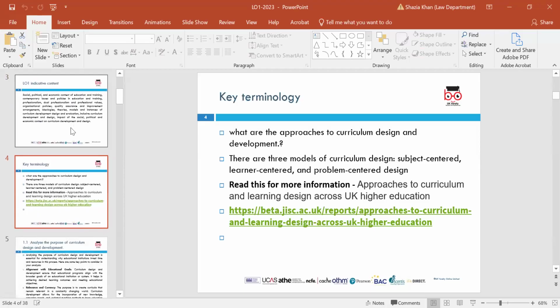Key terminologies to identify. So what are the approaches to curriculum design and development? There are 3 models of curriculum design: subject-centered, learner-centered and problem-centered design. And this is an article that you could read in regards to curriculum and learning design across the UK within the HE environment and HE education. So that you could read in your own time, and it's a document that would help you look at different approaches to curriculum and learning design.